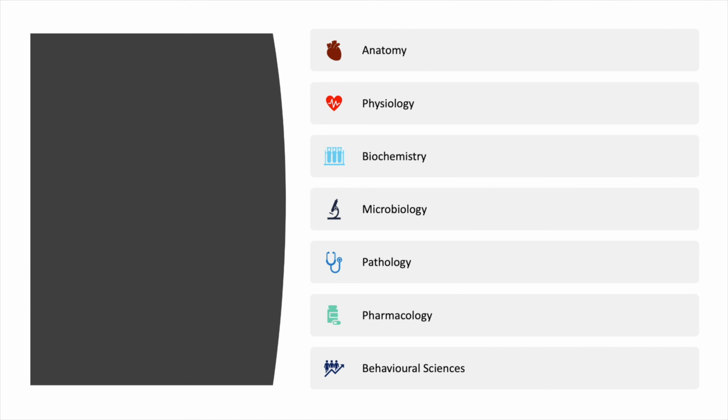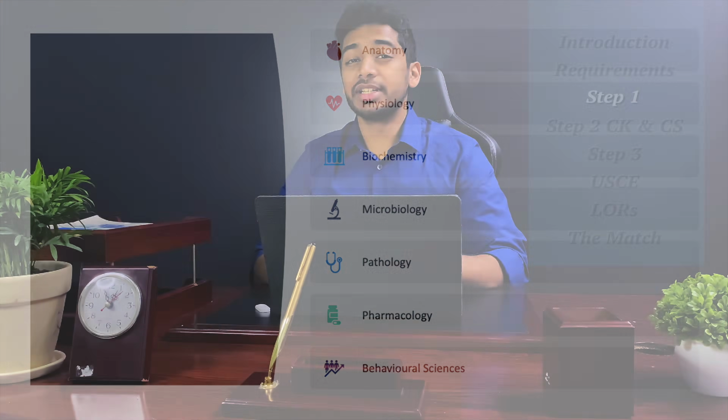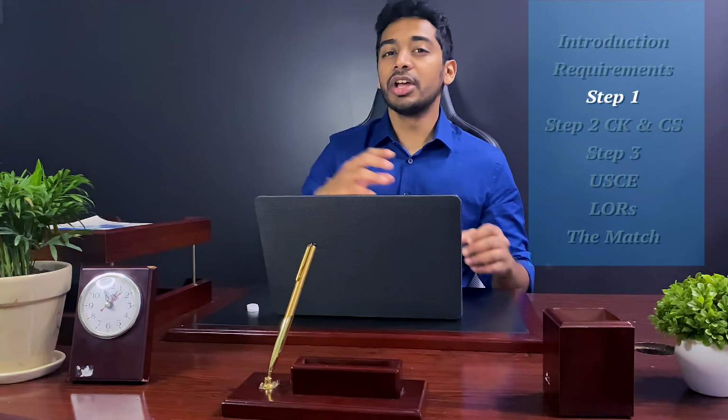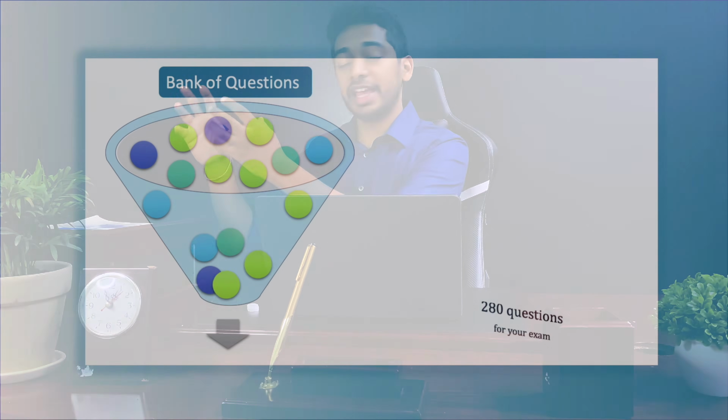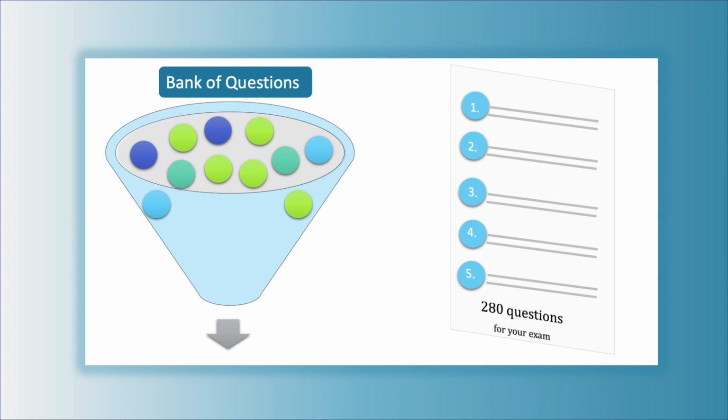Now Step 1 tests you on all your basic science principles. It tests you on your anatomy, physiology, biochemistry, microbiology, pathology, pharmacology, and behavioral science. The design of the test is really well balanced. It comprises a question bank with a lot of questions. 280 random questions are taken from this question pool and are given to you. But because of this, everyone has a different exam.